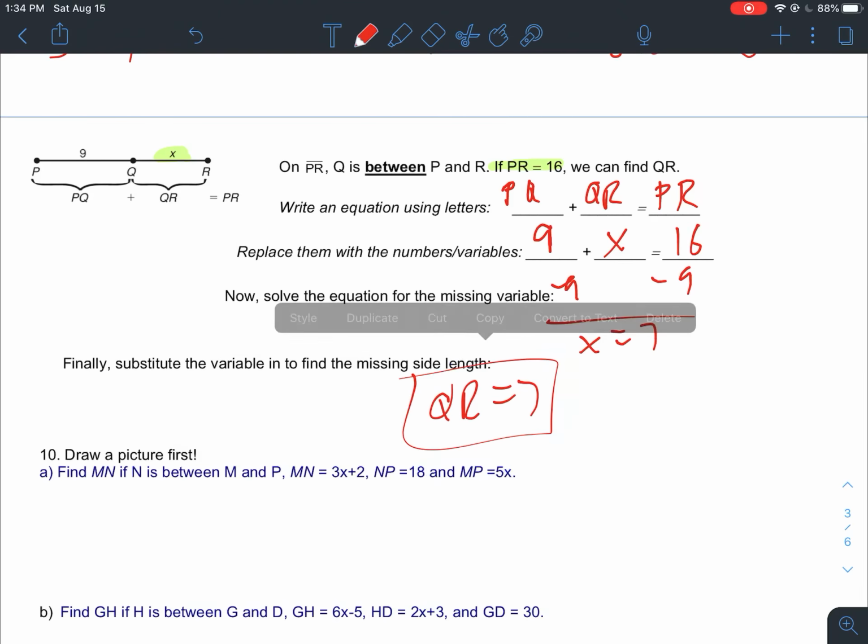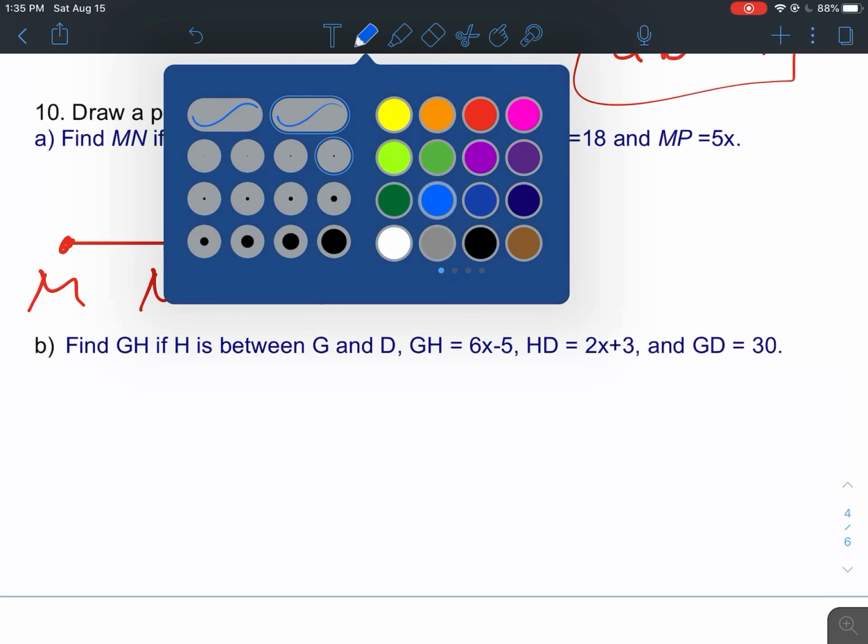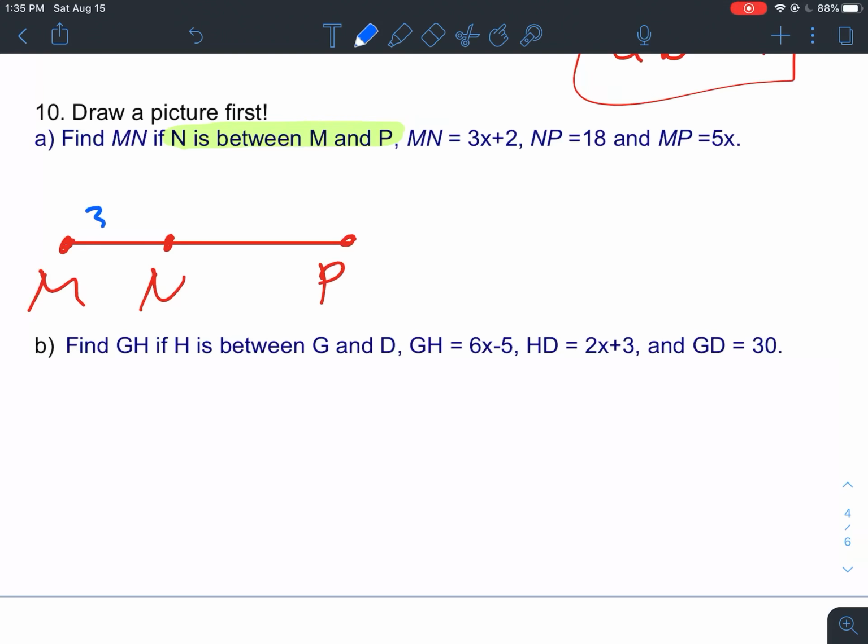I'm going to do 10A with you, and then I'm going to ask you to do 10B. So 10A, it says right here, important information. N is between M and P. I'm not even going to look at the rest of the problem. I'm going to stop there, and I'm going to draw that picture. So draw a segment where M and P are my endpoints. And then anywhere on that line, put N. And now I'll fill in what we know. I know MN is 3x plus 2. I know NP is 18. And I know MP is 5x.